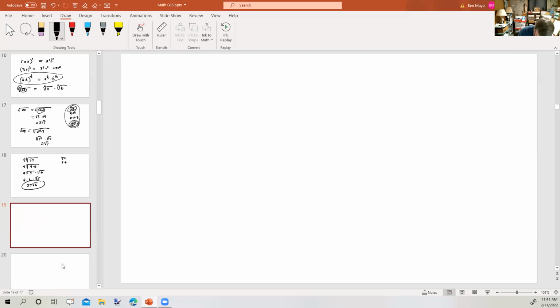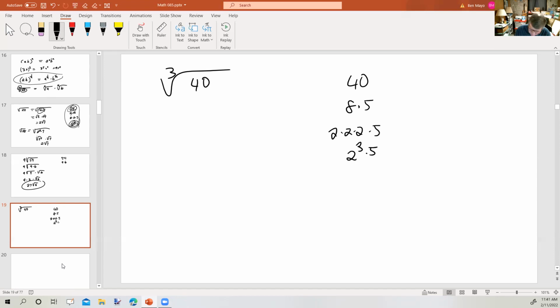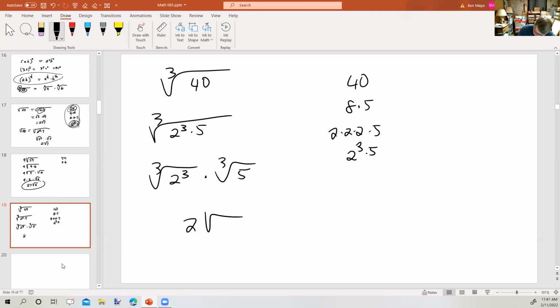Okay, next problem, the cube root of 40. Our index has changed. Now we're not looking for perfect squares, we're looking for perfect cubes, numbers that are cubes. Well, let's see. 40 is 8 times 5, and 8 is 2 times 2 times 2. Oh, so 8 is a perfect cube. So this would be the cube root of 2 cubed times 5, which is the cube root of 2 cubed times the cube root of 5. Well, the cube root of 2 cubed is 2, and that 2 is outside, so my final simplification is 2 cube roots of 5.